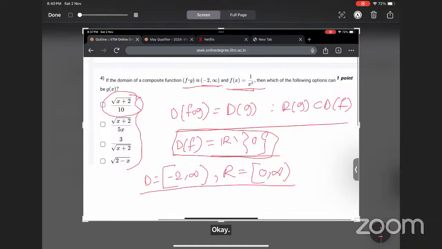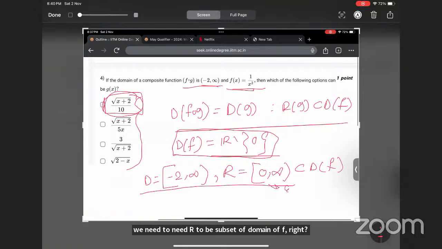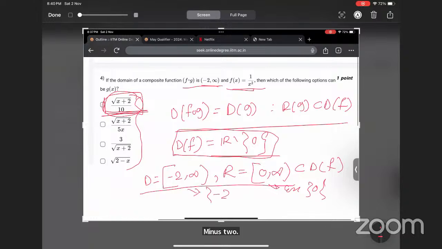If we want to exclude the point 0 from the range of this function, then we have to exclude a point from the domain too. So which point do we need to exclude? What is the pre-image of 0? We need to exclude 0 from the range, because we need the range to be a subset of the domain of f, right? So what is the pre-image of 0 for this function? Minus 2. Okay, so we can exclude minus 2 from here, right? Then the domain will be minus 2 to infinity, excluding minus 2.